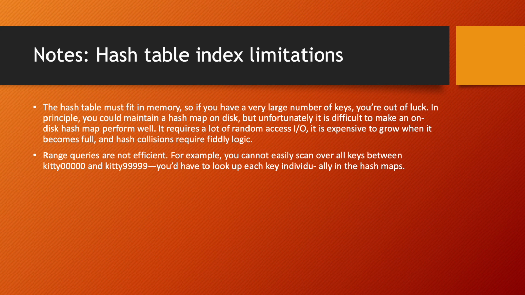Range queries are also not efficient. For example, you cannot easily scan over all keys between kitty00000 and kitty99999. You'd have to look up every key individually in the hash map.